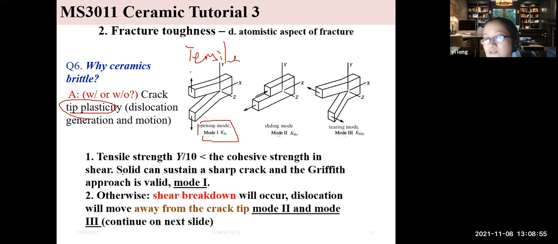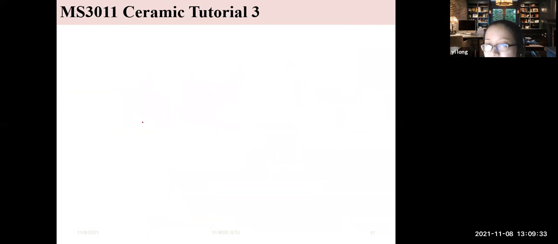Then we said ceramics, because tensile is weaker, are going to sustain a sharp crack, and it's Griffith's, so it's the mode 1 case. Metal is weaker in shear, so it's going to fail in a shear way. Then the dislocation will move away from the crack tip, which is mode 2 and mode 3. So these two give you dislocation generation and dislocation motion. Both of these things are going to consume extra energy. So that's a very important concept.